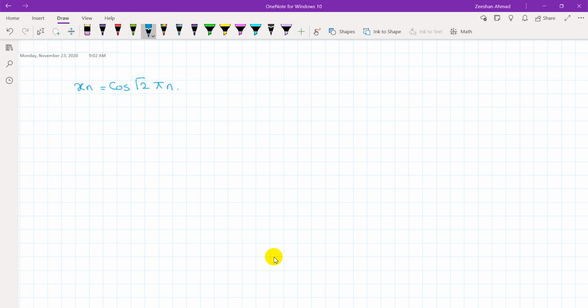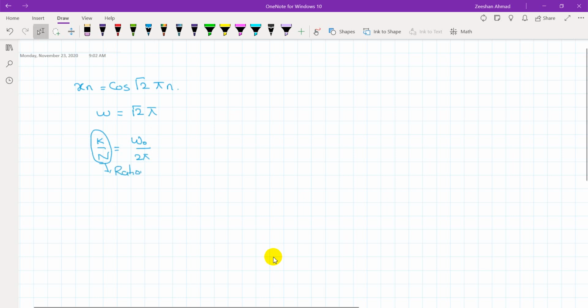So how do we check it? We say that omega naught, in this given case, is square root of 2 pi here. Okay. So the condition was that the ratio omega naught by 2 pi will generate a ratio which is k by n, and it should be rational to make it periodic. Okay, for periodic here.